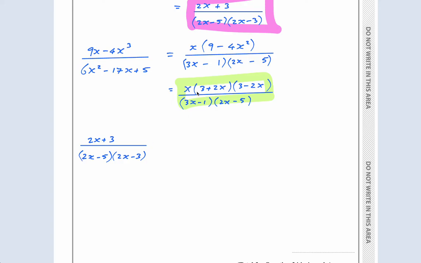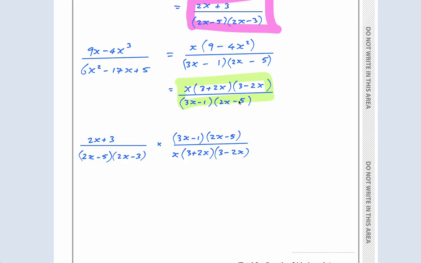But when I divide by green, I flip and multiply. Because remember, keep, change, flip. Turn the one you're dividing by upside down and multiply. So it's 3x minus 1 over 2x minus 5 over x times 2x, x times 3 plus 2x times 3 minus 2x. So clearly, guys, I've just turned this one upside down and I've changed the divide to multiply.